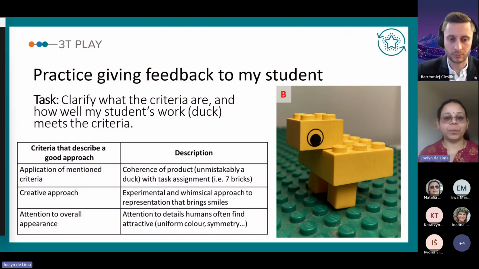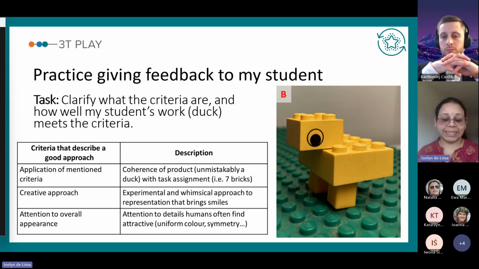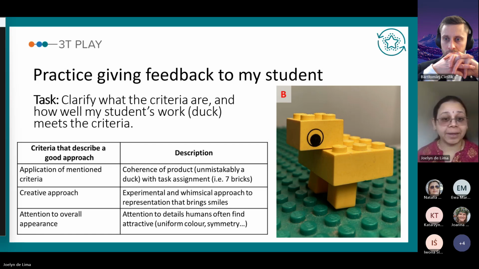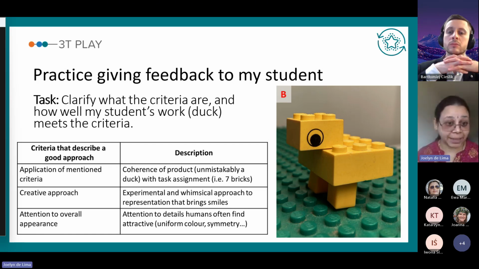Okay, so maybe one of the things that we could have told this student is they have clearly used less than 7 bricks, so that's okay. But maybe we could have told them that the criteria was to pay attention to overall appearance. And while you have certain features that do make it look like a duck, there are often certain elements like body parts that are associated with ducks that are currently missing. So that would be a feedback that you gave this particular student.